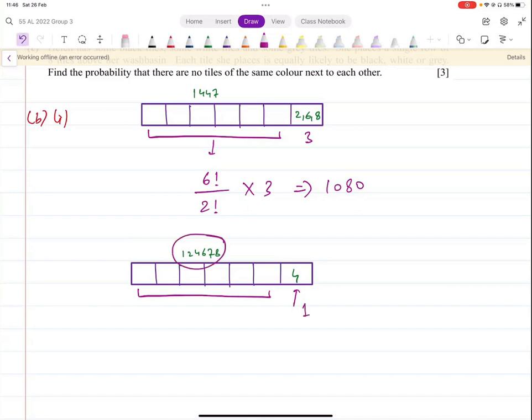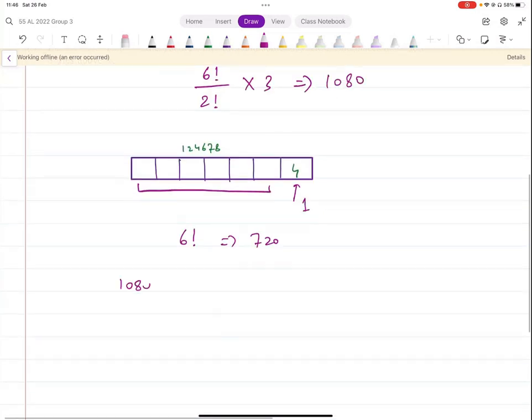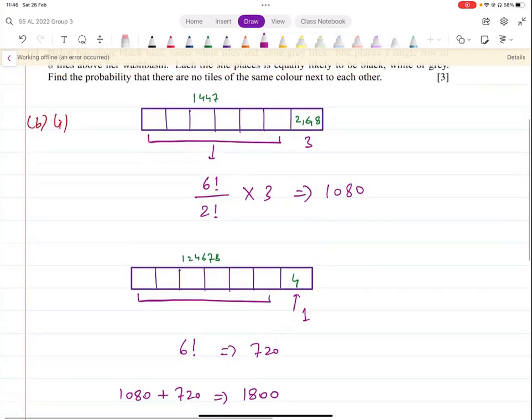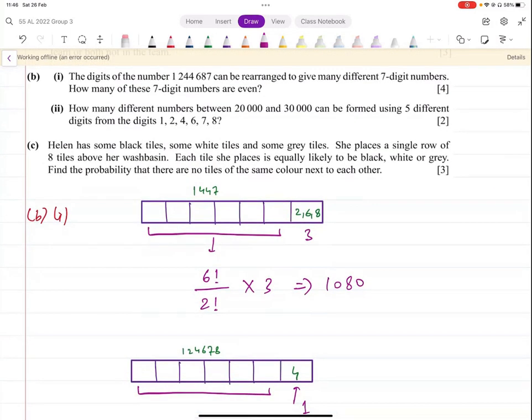And then how many ways can you arrange these 6 numbers? You can arrange them in 6 factorial ways, and that is 720. You would add both of them and you get your result. Okay, 1,080 plus 720, and that will give you something. What do we get? 1,800. So that should be the total number of possible 5-digit numbers that you have.